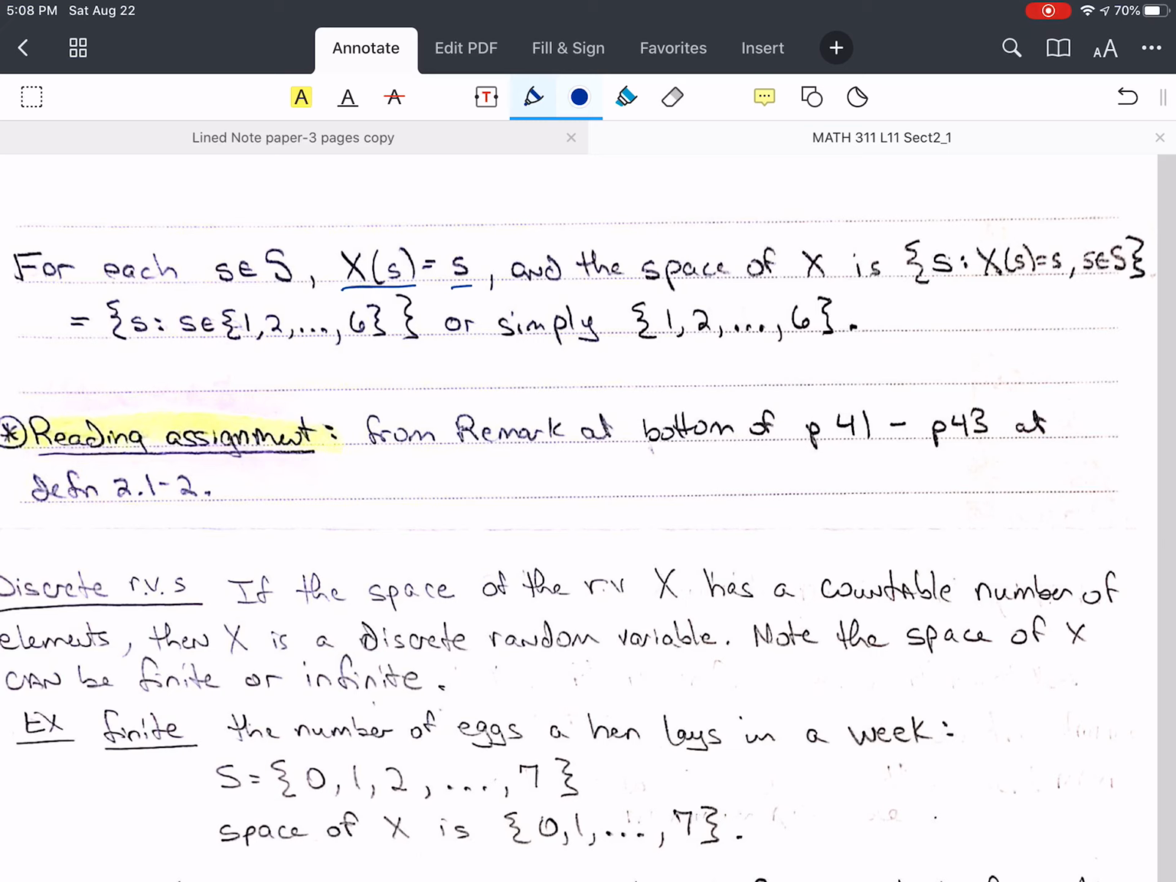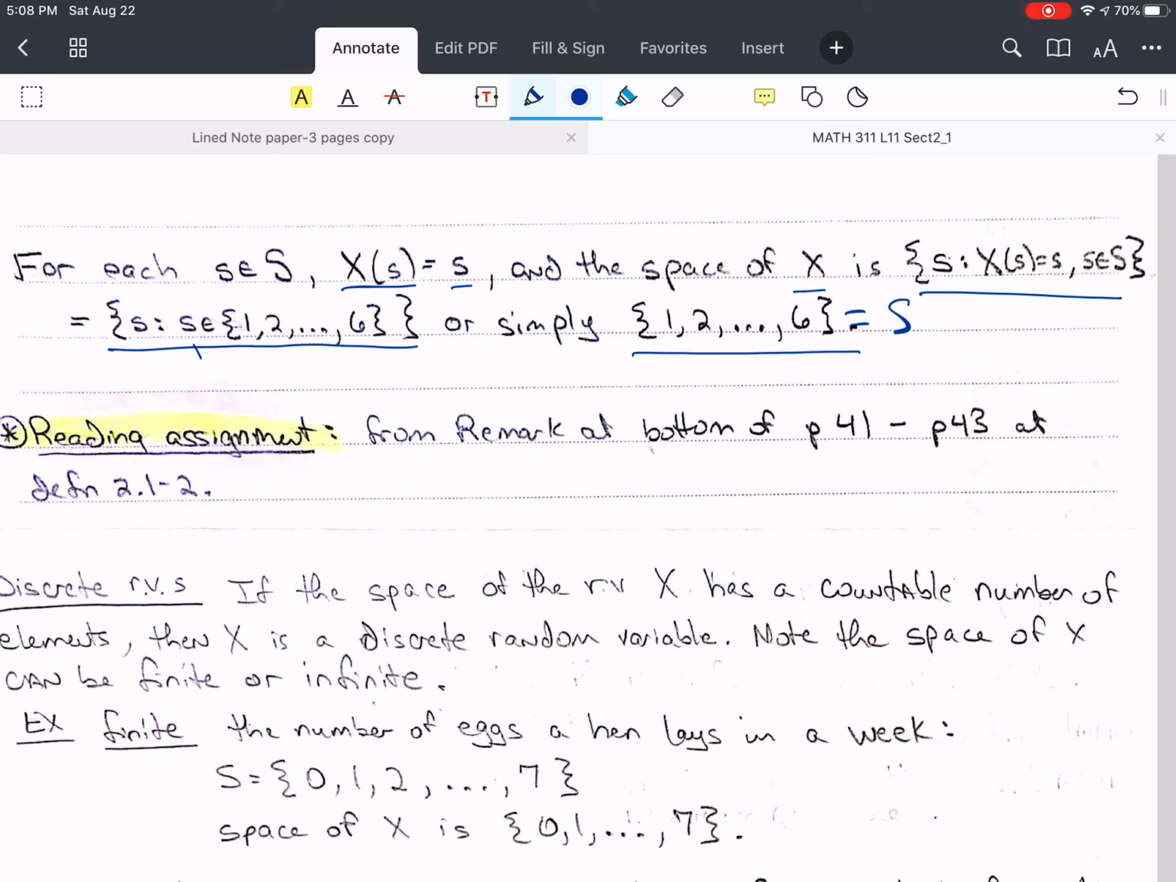It's the identity function, and the space of X is S such that X of s is equal to s for all s in S, and that gives us the set of s such that s is in 1 to 6, or simply we could write it as the set 1 to 6, and that is again S.